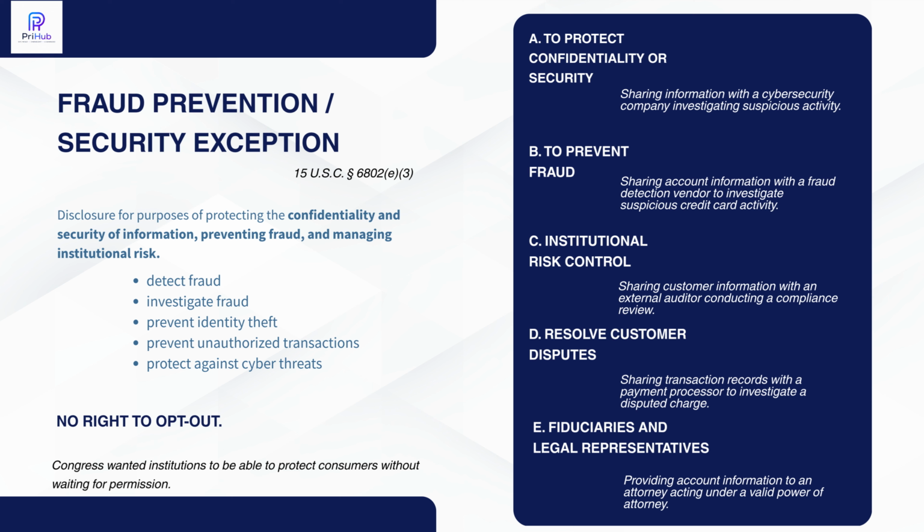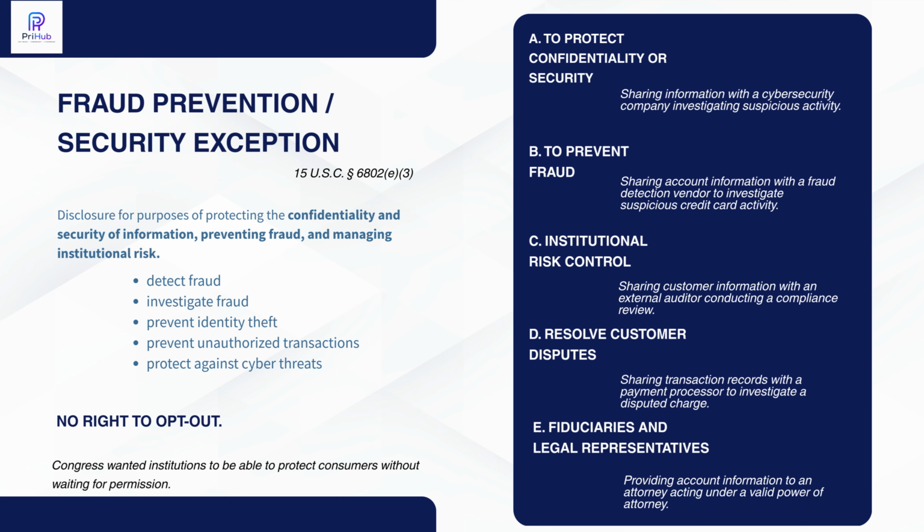Second, preventing fraud. For example, the bank may share account information with a fraud detection provider investigating suspicious credit card activity. Third, institutional risk control. This can include sharing information with an external auditor conducting a compliance or risk review. Fourth, resolving customer disputes. For example, transaction records may be shared with a payment processor to investigate a disputed charge.